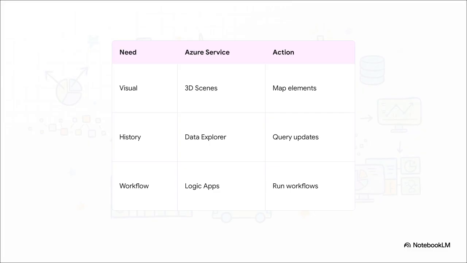And this brilliantly illustrates the big picture of how data is consumed at the absolute end of its journey. Depending on your specific consumption need, you just choose the right tool. Need visual context? You use 3D Scene Studio to map those elements. Need analytical history to track the past? You query Azure Data Explorer. Or maybe you need to trigger a workflow action, like automatically dispatching a repair technician. For that, you integrate with Logic Apps. The Twin Graph really is the hub, and these services are all the spokes.